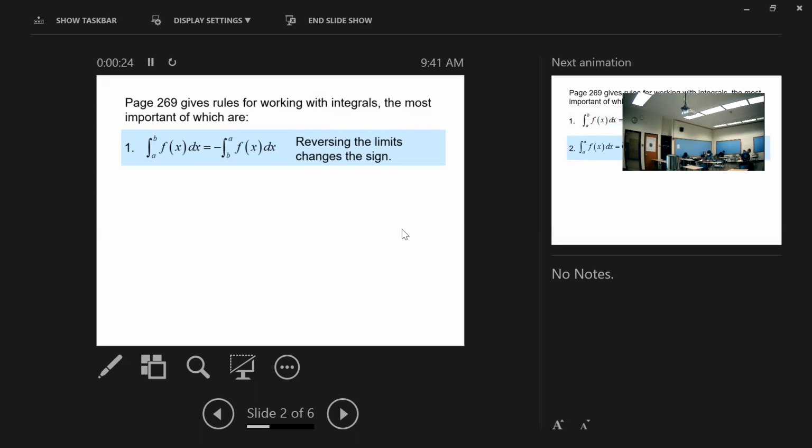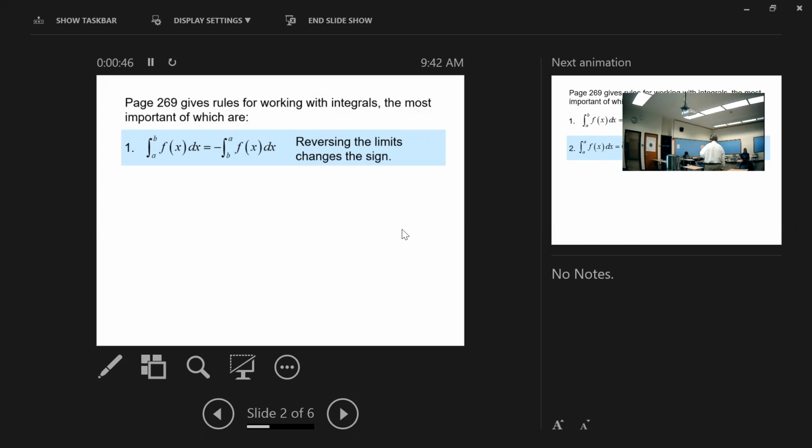So, first thing is, if you find the area under the curve from A to B of f of x, which is your height, times dx, which is your width, that's the opposite of the area if you went from B to A, if you went from right to left. Now, that's just some rule you're going to follow for now.